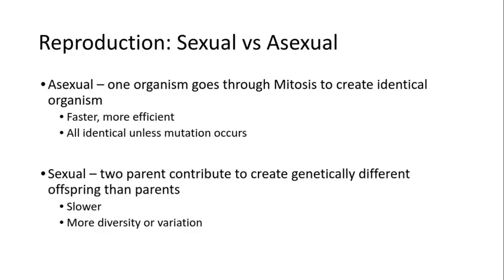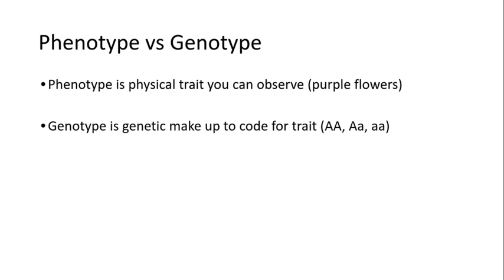All right, so first thing we need to know is the difference between sexual and asexual reproduction. Asexual is when one organism creates an identical organism. It's much faster and more efficient, but all the offspring are identical, all right? Sexual reproduction is when two parents contribute genetic material, and it's slower, but it's way more diverse and creates more variation in our world.